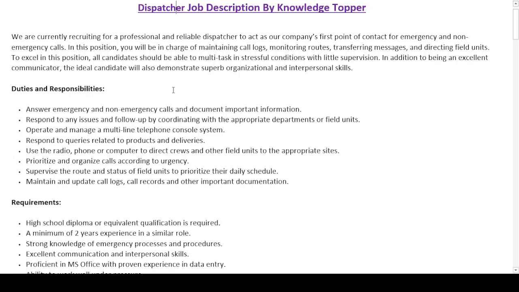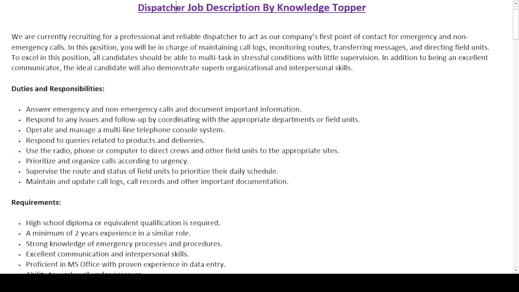As you can see on your screen, I have created this particular job description sample for you guys. Firstly, I will read the job summary paragraph, then you will see the detailed duties and responsibilities, and at the end we will also see the requirements section. Let me read this job summary paragraph for you.